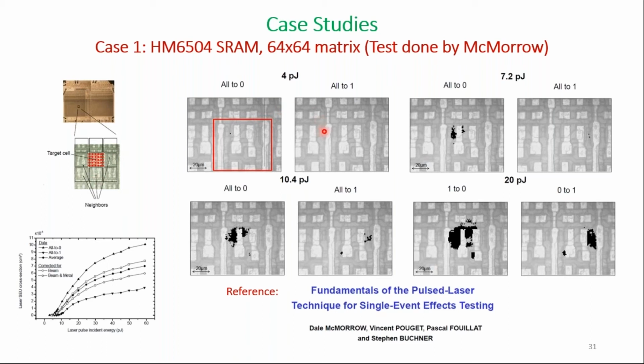And then they changed the energy to a higher energy. So they start with 4 picojoules and then 7.2. And you can see the number of upsets shown by the black dots are increasing. And here 10.4 picojoules more, and then 20 picojoules even more. And then eventually they could produce this curve, which is the cross section versus the laser pulse energy in picojoules.